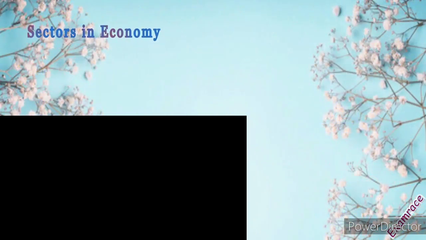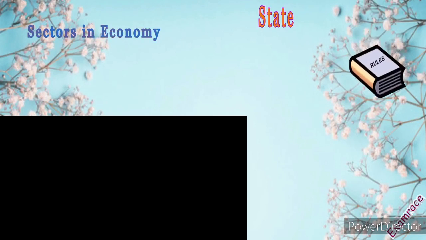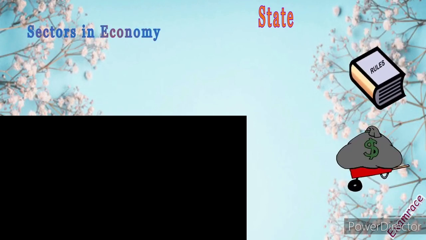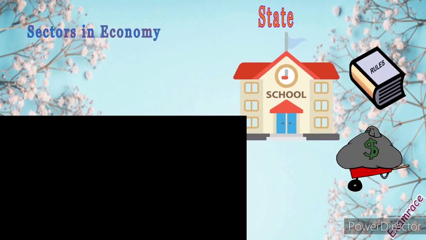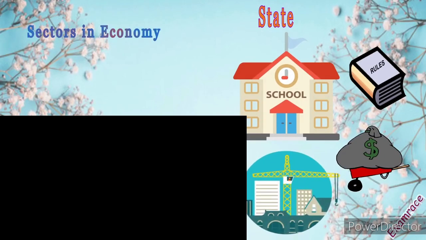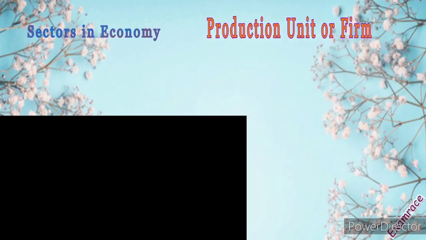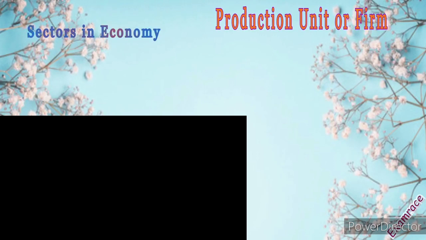So what are the sectors in economics that we primarily focus on? First is the state, which in common language is called the government. So what does the state or the government do? It maintains the rules, imposes taxes, and helps in running the schools, the basic amenities, and the basic infrastructural facilities. Then you have the production unit or the firm. This is where the entrepreneur hires the laborers, provides them wages and generates output. He earns revenue out of it, a part of which is kept as profit.